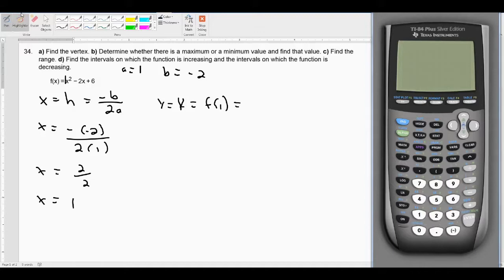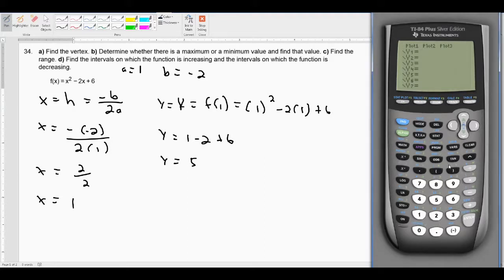And to find that, I'm going to take the original function, and everywhere we have an x, I'm going to put a 1. And so you get y equals 1 minus 2 plus 6. And 1 minus 2 is negative 1 plus 6 is 5. Now, it doesn't hurt to go ahead and use your calculator if you want to. So I'm going to type this in as if I'm going to graph it. And it looks like that the vertex is 1, 5.